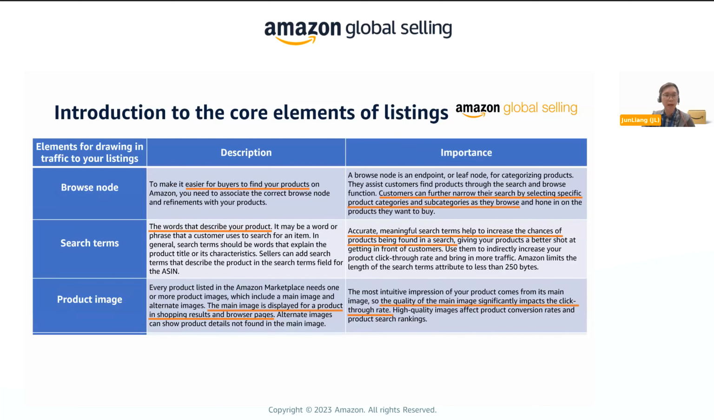Next is the product image. We know when we shop around Amazon, the main image is usually the first image that is displayed. While shopping, it will also appear in the search results, as well as the other pages where your product will appear. So the quality of the main image significantly impacts the click-through rate. And we do see that high quality images have better conversion rate and product search ranking.